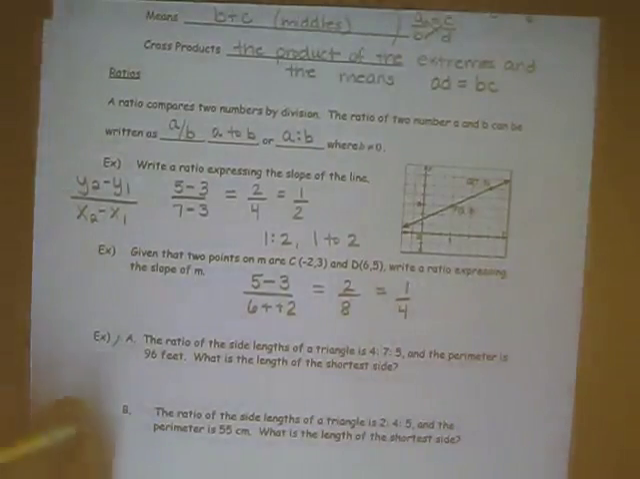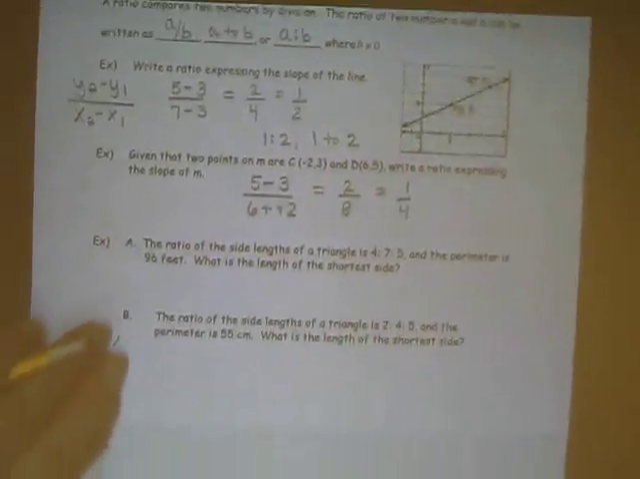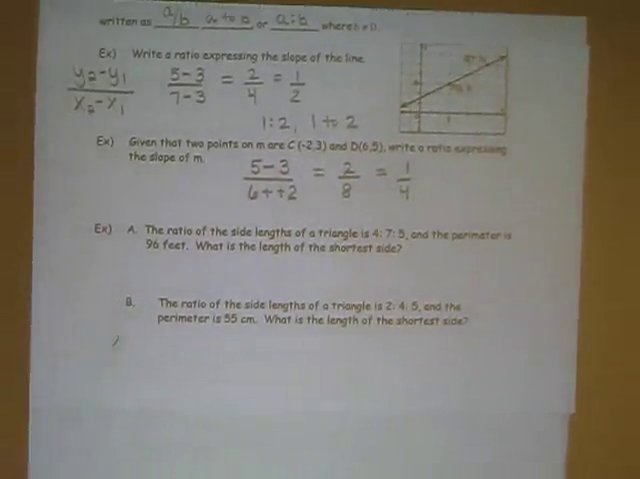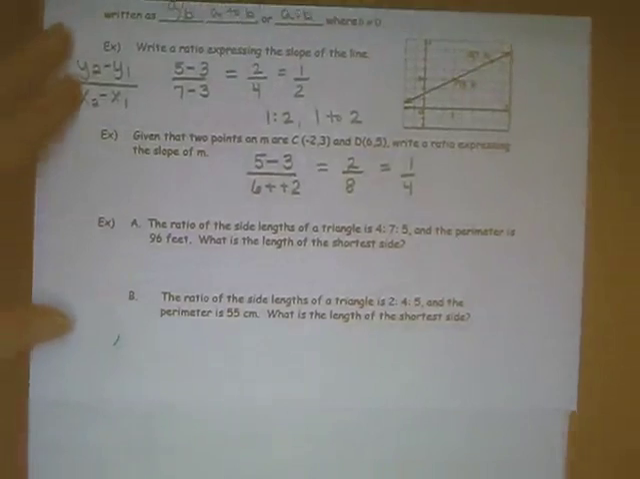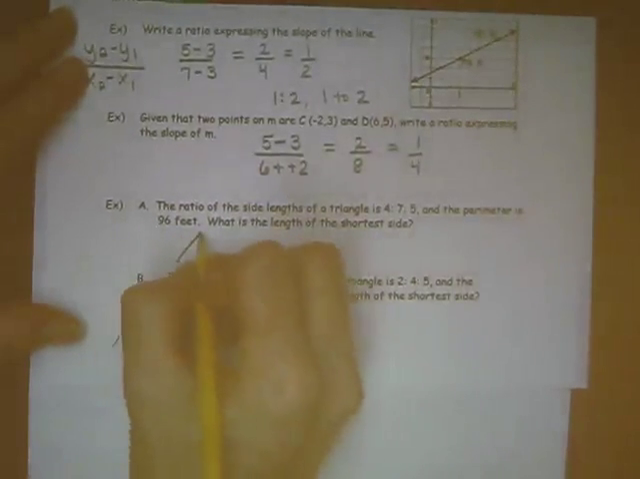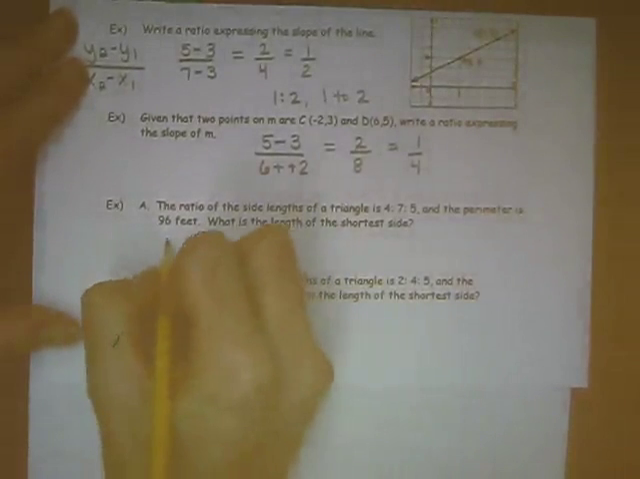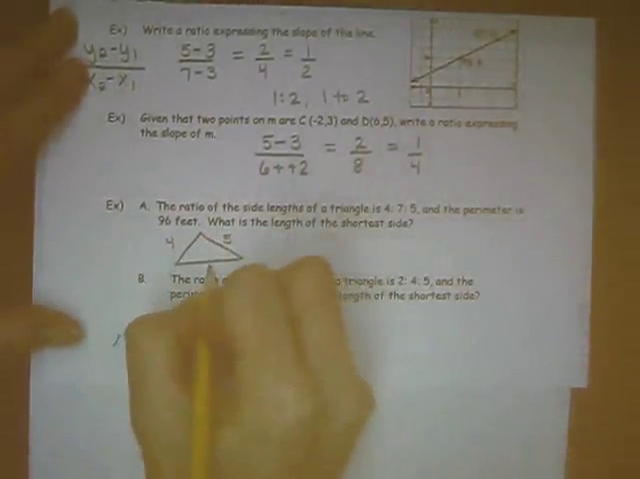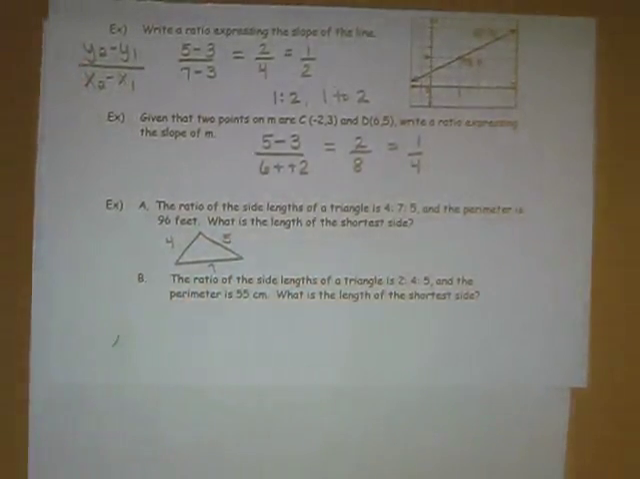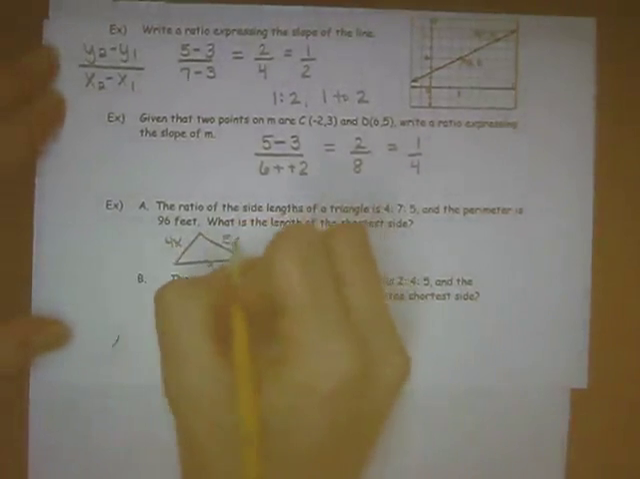The next example we are going to talk about deals with ratios. It says the ratio of the side lengths of a triangle is 4 to 7 to 5, and the perimeter is 96. What is the length of the shortest side? First thing I'm going to do is draw a triangle to represent the situation. Whenever you have a ratio, it is not the length of the sides, but is a correlation between the lengths of the sides. So you must include the variable x.